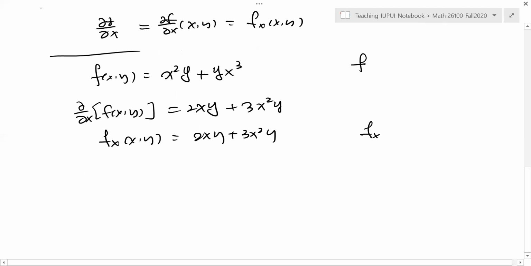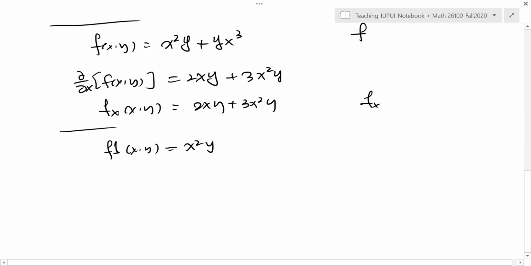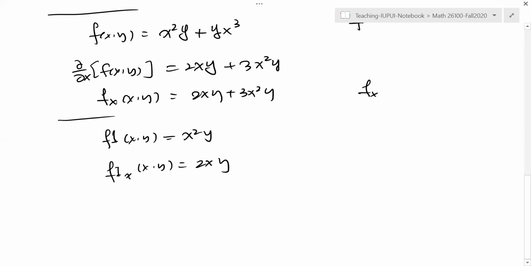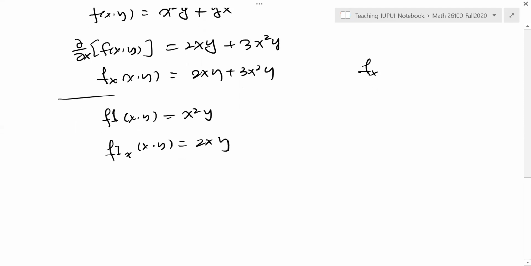You can use a combination of letters, just like a password. So for example, f1 of x, y is going to be x squared y, right? And then f1 sub x is going to be 2xy. If you have more than one function there, you really have to use more letters or numbers to describe the function. Just like a name, in the world, if you only have one person, you don't need a combination of too many letters. It's just A, Mr. A. It's one name. If you have more than 12 people, then you need more letters.